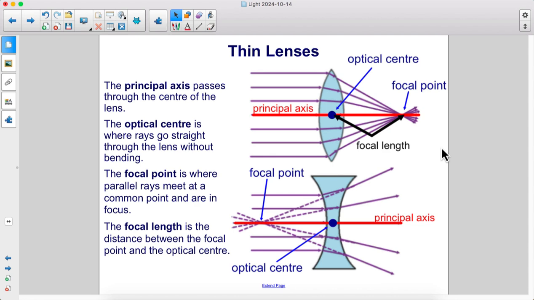The principal axis passes through the center of the lens. The optical center is where rays go straight through the lens without bending. The focal point is where parallel rays meet at a common point and are in focus. The focal length is the distance between the focal point and the optical center.